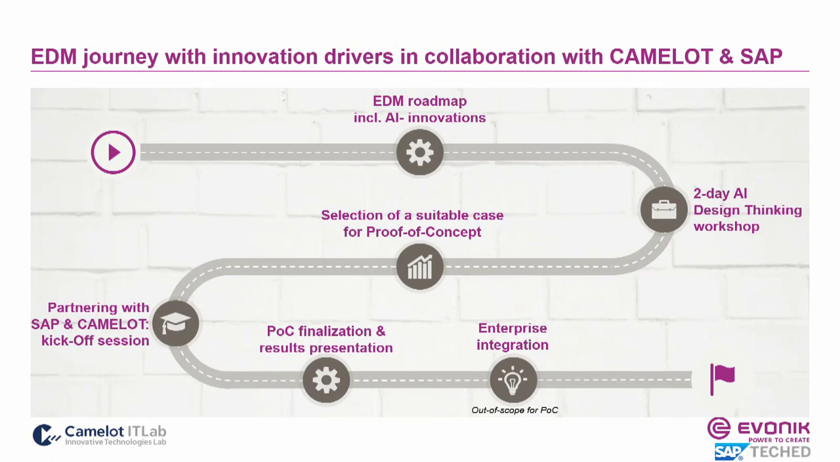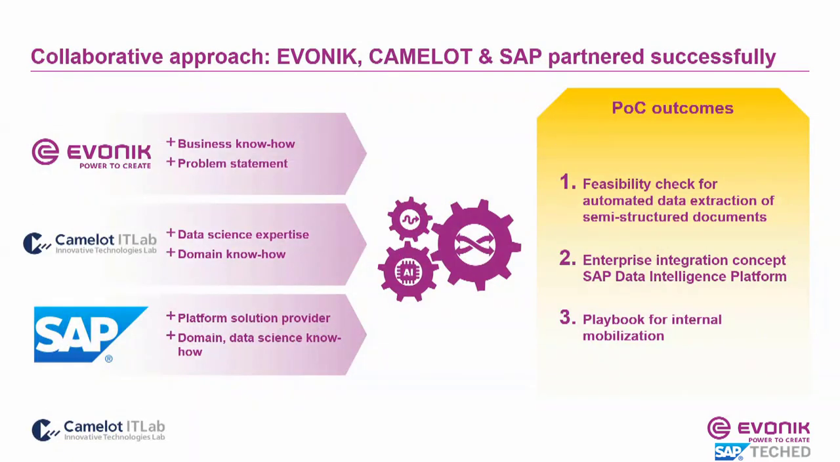So we started a POC together to get this use case, which I will explain in a minute. We thought we would put together all our strengths: the technical strengths from SAP, providing the modern platform where we can implement and utilize the machine learning or artificial intelligence functionalities. We took the experience and domain know-how from Camelot, which helps us. And of course, we from Evonik put in our use case and our business know-how.